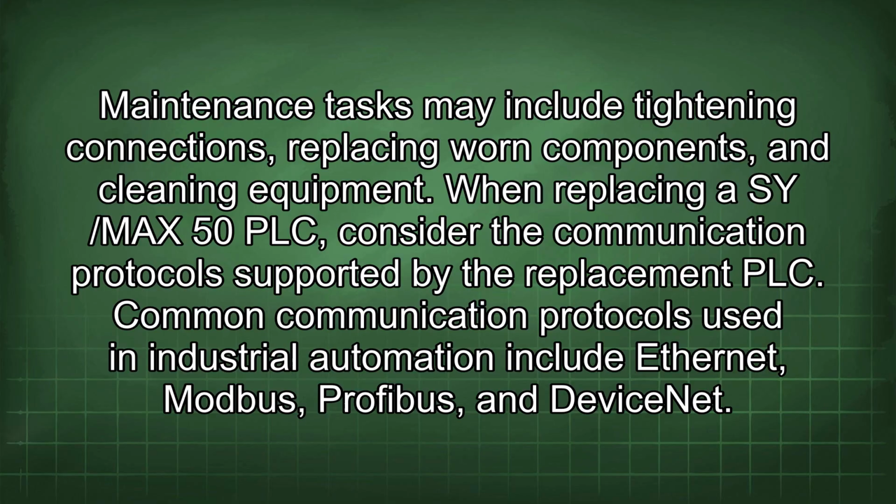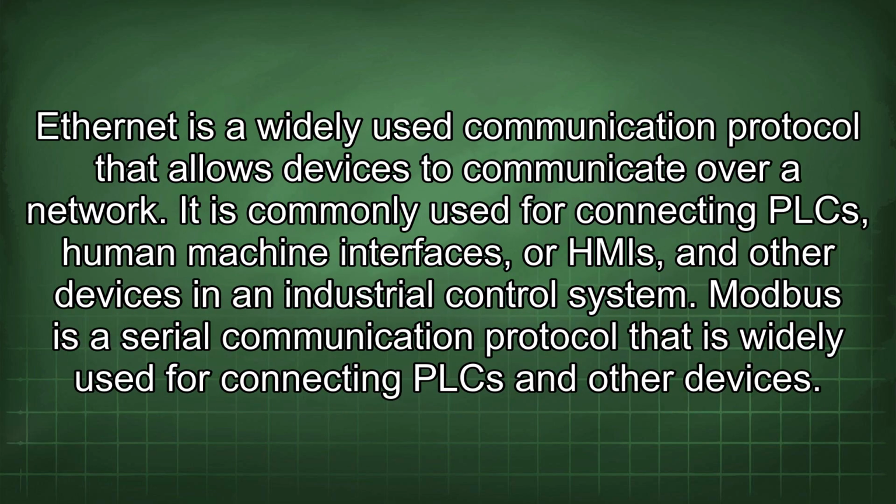When replacing a SY/MAX50 PLC, consider the communication protocol supported by the replacement PLC. Common communication protocols used in industrial automation include Ethernet, Modbus, Profibus, and DeviceNet. Ethernet is a widely used communication protocol that allows devices to communicate over a network. It is commonly used for connecting PLCs, human-machine interfaces, or HMIs, and other devices in an industrial control system.